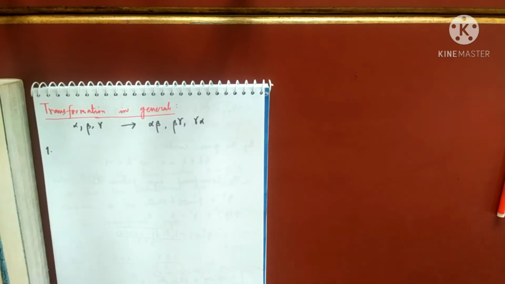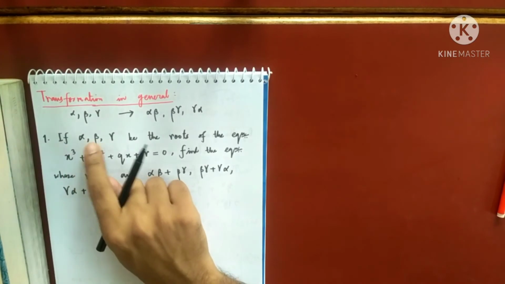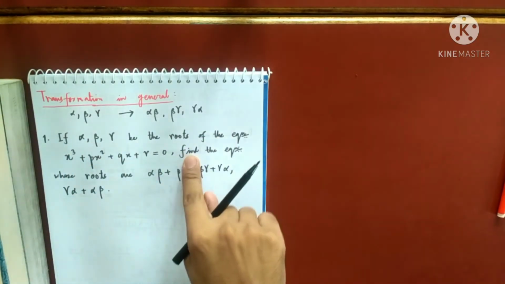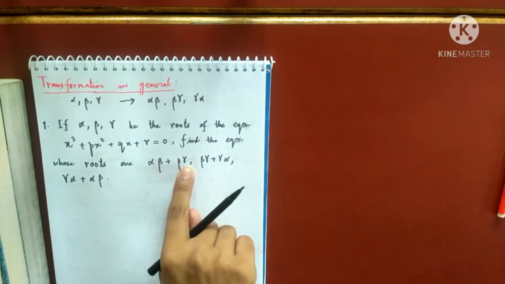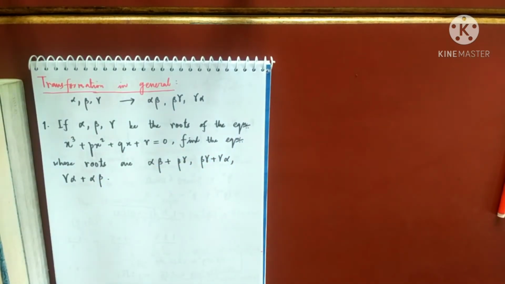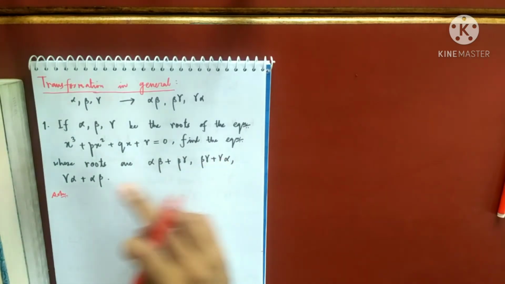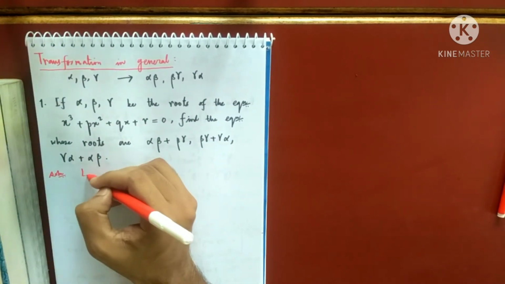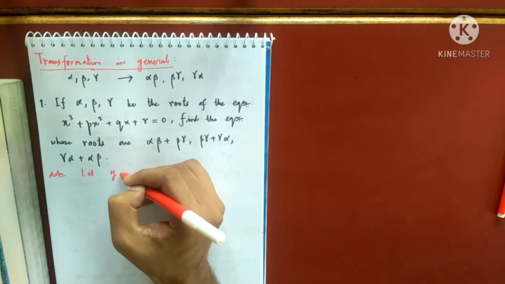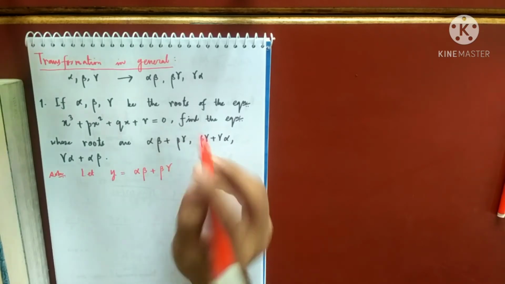So this is the first question. If alpha, beta, gamma are the roots of this equation, you have to find the equation whose roots are this, this and this. So how to start with this kind of sum? We just call any one of them y, as we were doing in the usual transformations. Take any one as your y. So let y equal alpha beta plus beta gamma.